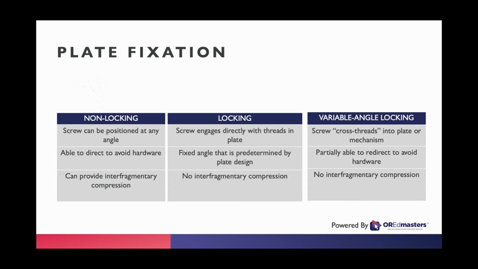For example, a compression plate requires non-locking screws. Non-locking screws can be positioned at any angle. They can be directed to avoid other hardware. And non-locking screws can be used for interfragmentary compression.